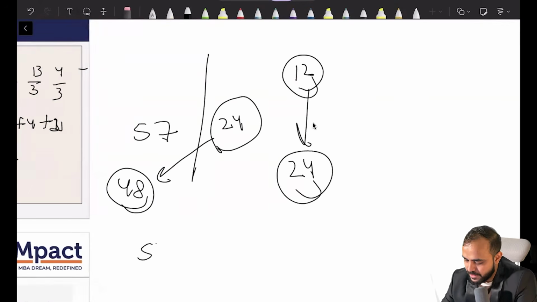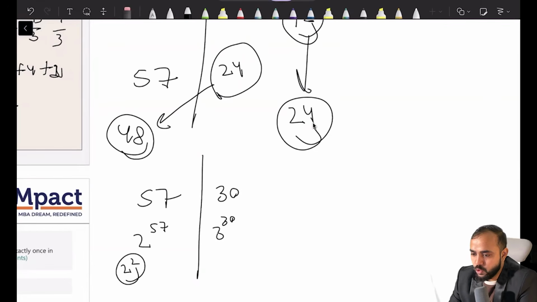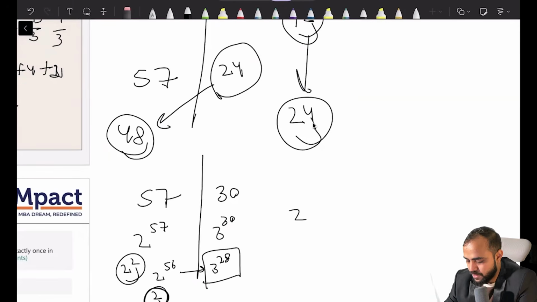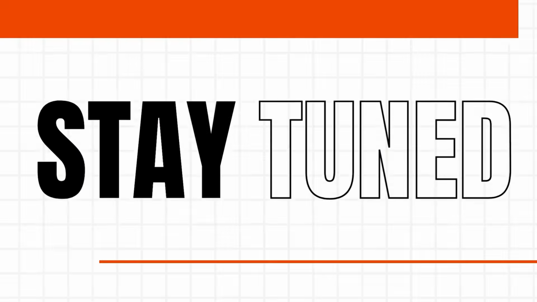What if this was 57 and 30? Who would have been the limiting factor in this situation? Now you have 2 to the power 57 and you have 3 to the power 30. Each group of two 2s will consume one 3. So 2 to the power 56 will consume 3 to the power 28, after which you will be left with this one standalone 2, which will not be able to give you a 12. So your answer for this situation would have been 28. So checking the limiting factor is highly advised.